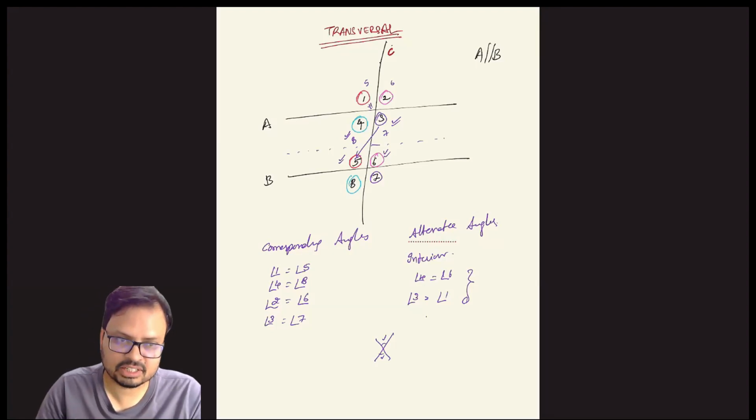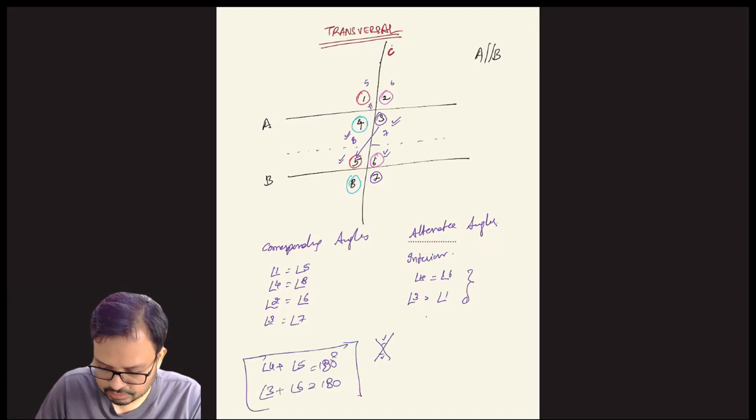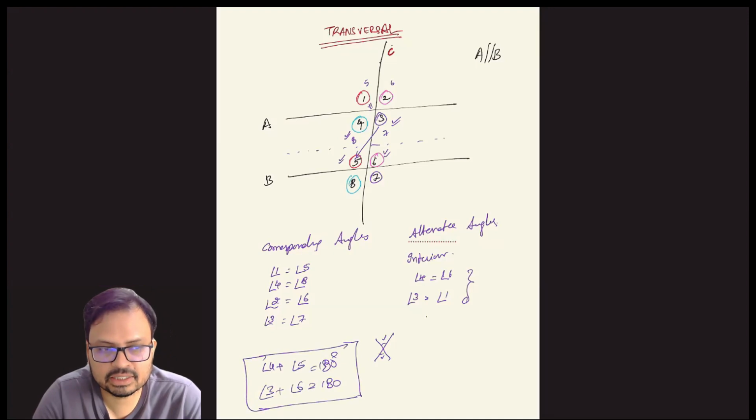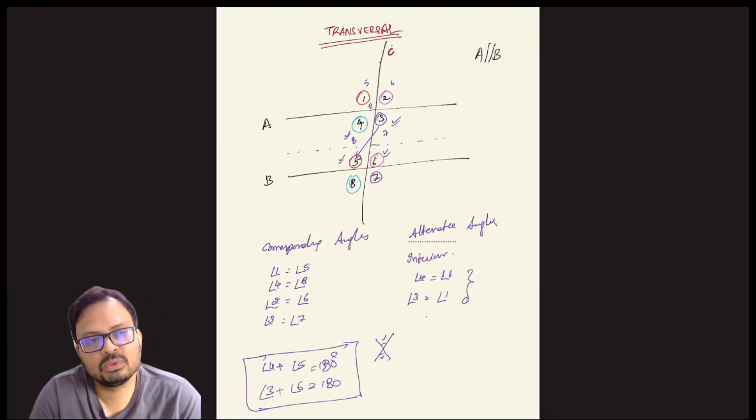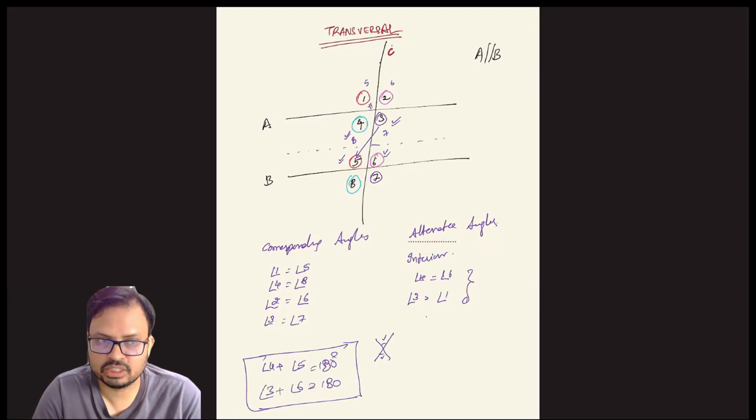Now they have one more interesting property. Sum of co-interior angles is equal to 180. So this is also something that you don't really have to remember. 4 plus 5 is equal to 180, right? 3 plus 6 is equal to 180. See, people tend to tell you a lot of formulas and a lot of things, but unless you understand the reason why it is like that, you wouldn't understand. And it becomes too overwhelming to understand and remember so many things.